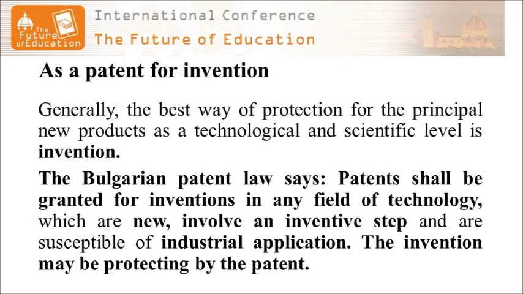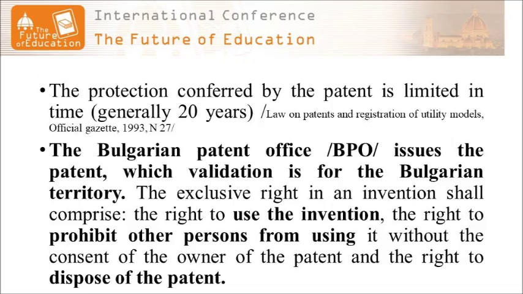As a patent for invention, generally, the best way of protection for the principal new products at a technological and scientific level is invention. The Bulgarian patent law says patents shall be granted for inventions in any field of technology which are new, involve an inventive step, and are susceptible for industrial application.